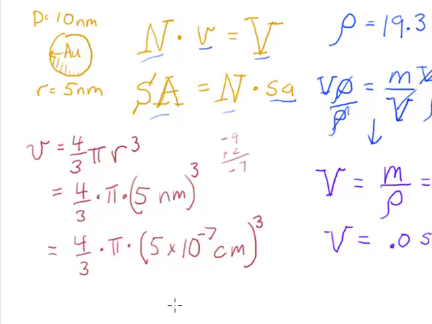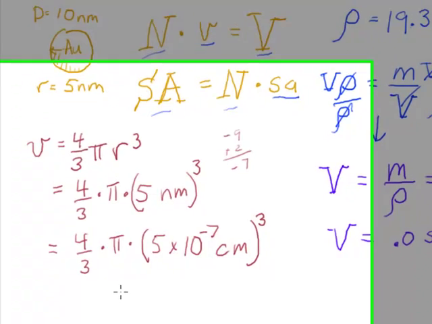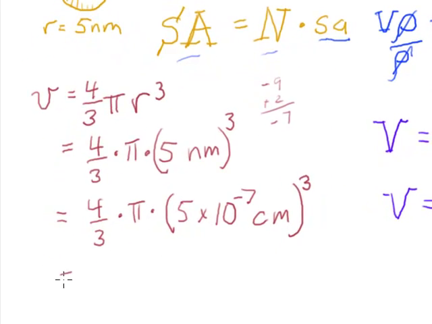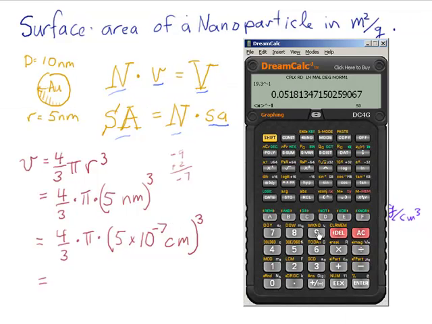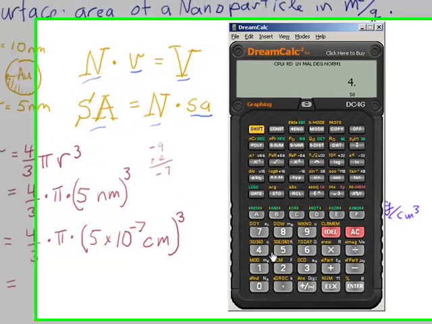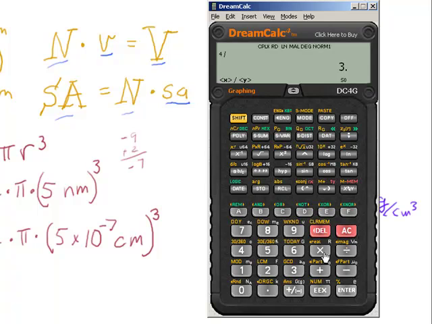But remember, I have to cube that. Now I'm going to try to figure out what this is equal to using a calculator. So bringing the calculator in, clear that out. I have 4 divided by 3 times pi times 5 to the minus 7, and this has to be cubed, so I use the up arrow button to the 3rd power and hit enter.